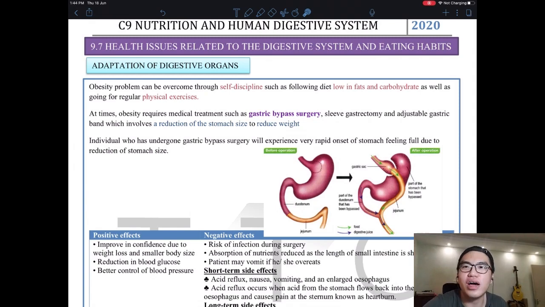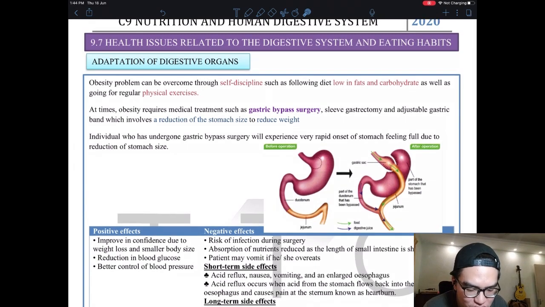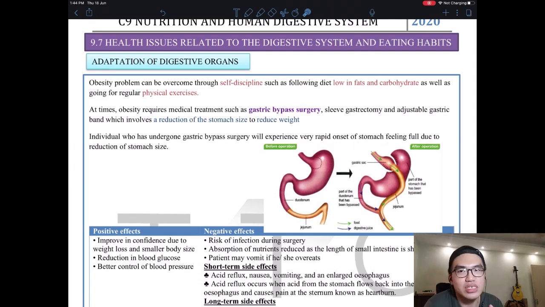Put down the fork and stop eating. That is free. You actually save money for not eating that much food. And then next, an individual who has undergone gastric bypass surgery will experience a very rapid onset of the stomach feeling full due to reduction in stomach size. Obviously because the stomach is reduced by maybe 30%, 40%, you eat less food. Less food means fewer calories, means you lose weight.